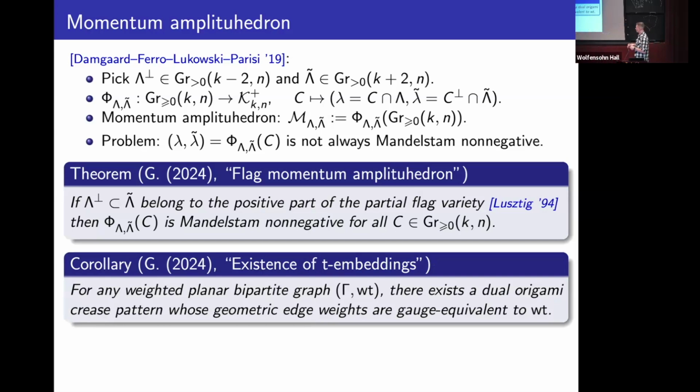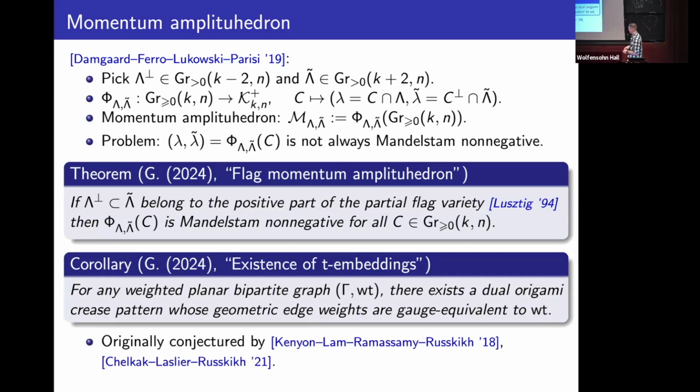Another big application is this open problem from analysis or statistical mechanics that these people have been working on. Essentially, that for any weighted planar bipartite graph in a disk, you can realize it using an origami crease pattern with edge weights gauge equivalent to the original one. So gauge equivalence means you rescale the edge weights at each vertex. It doesn't really matter. It's some action that preserves the dimer model. And so what these people like to do is they can do analysis on the origami crease patterns.